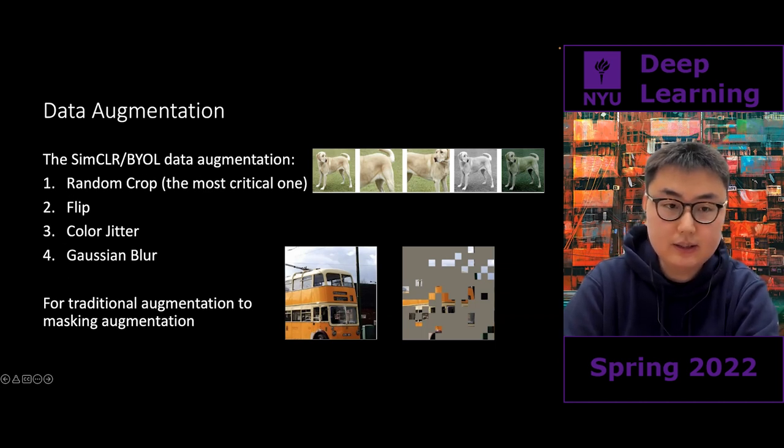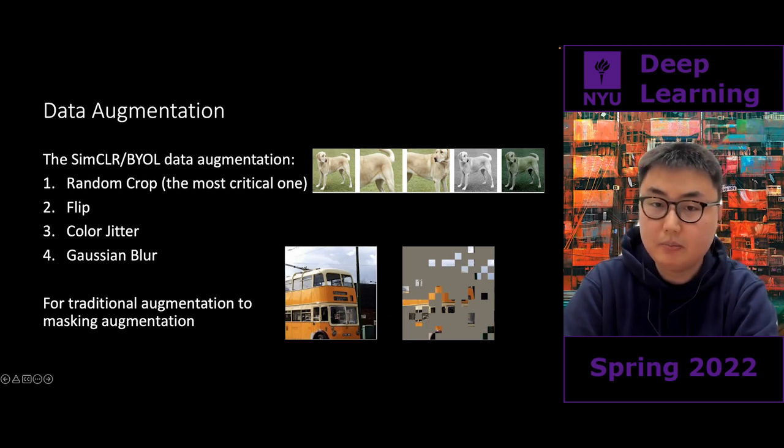So that's the first thing. The second thing is, if you try to remove all of them and see the effect, you almost always find out the random crop is the most critical one. If you do not have a random crop, even if you have the flipping, color jitter, Gaussian blur, the representation will be horrible. But if you only have a random crop and you do some smart engineering tricks, the thing works.